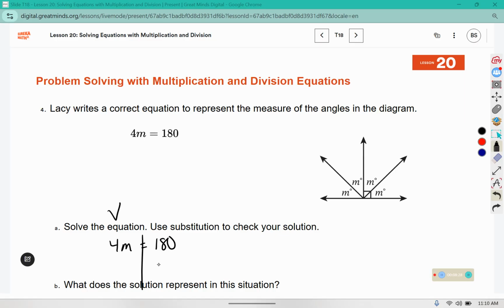M is a variable. 180 is a number, so we have those sides designated. To undo 4 times m, we're going to divide by 4 on both sides. 4 divided by 4 is 1, so we have 1m left on this side. Then 180 divided by 4 is 45.